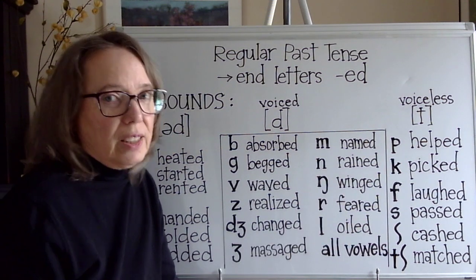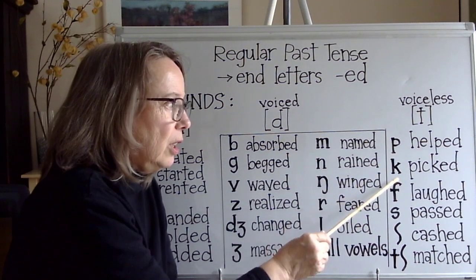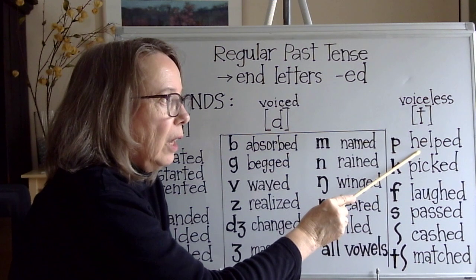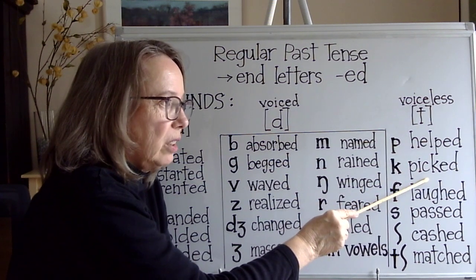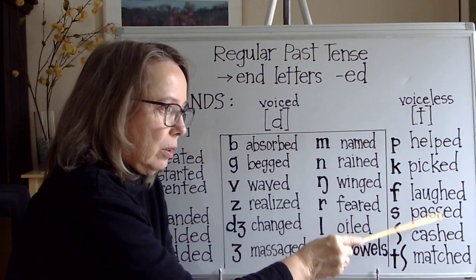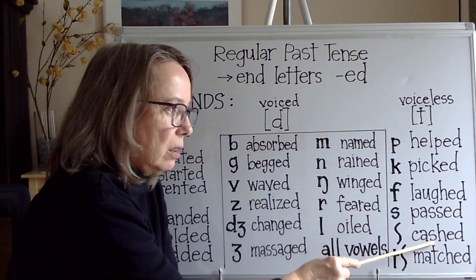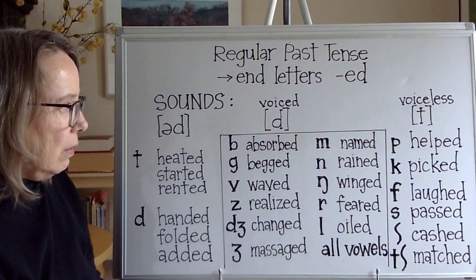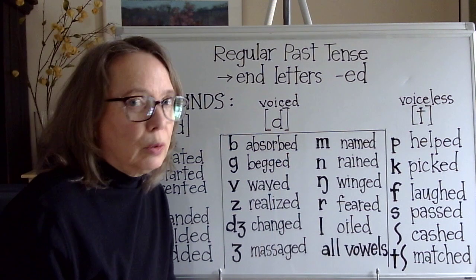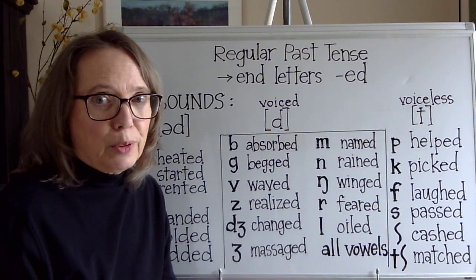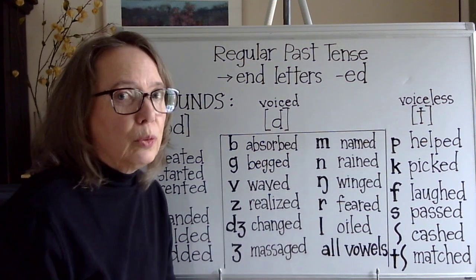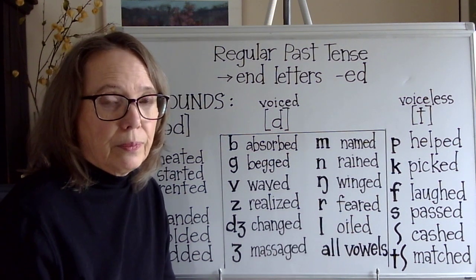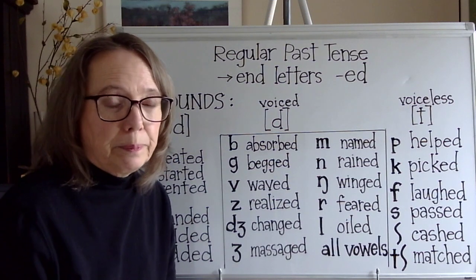The T is voiceless, and it will follow these sounds which are voiceless. Helped, picked, laughed, passed, cashed, matched. You see that there are many more voiced sounds, so the D sound will be used more often than the T sound. I'd like to look at spelling next.